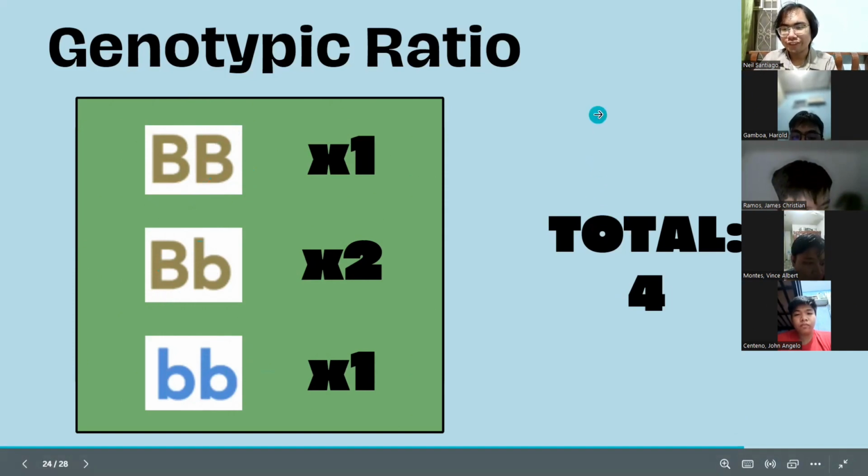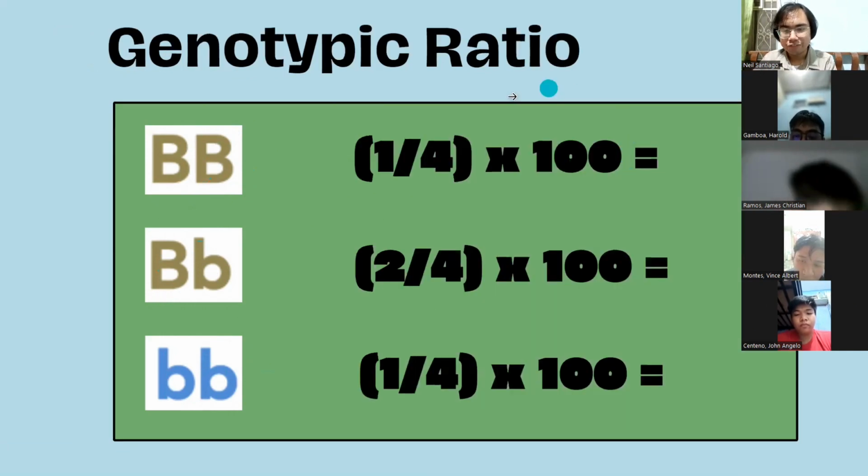It's once again solved for the ratio. The formula is the same. Simply divide the number that you have obtained by the total and multiply by 100. Mr. Gamboa, can you solve once again for this problem?